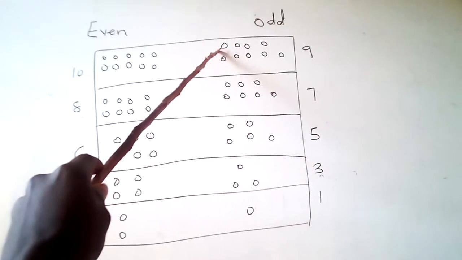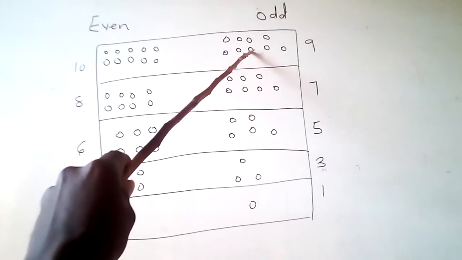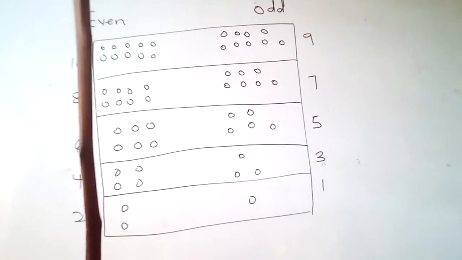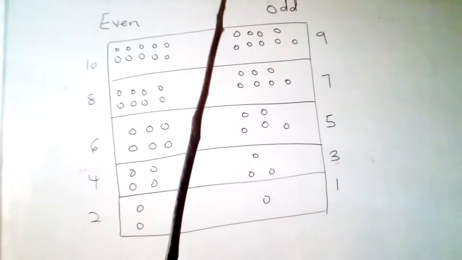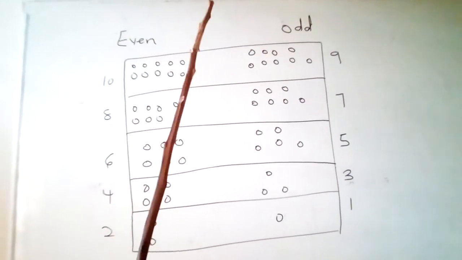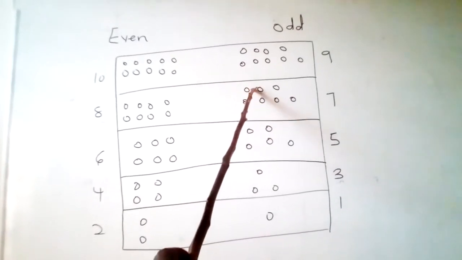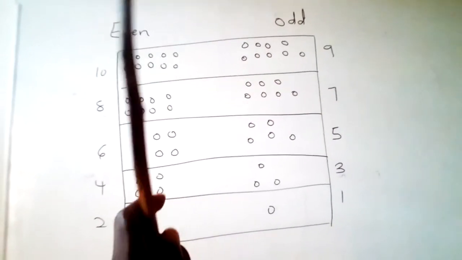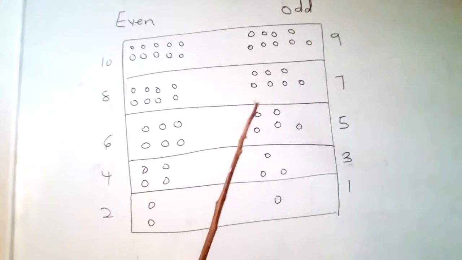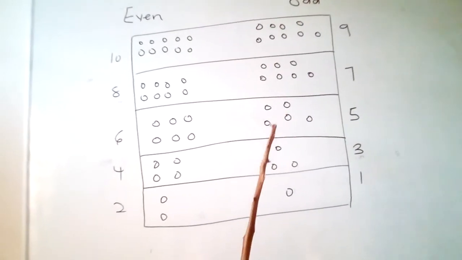This one, yes, we have 1, 2, 1, 2, 1, 2, 1, 2, and 1. We don't have its partner. So this number ceases to become what? An even number. So therefore it is a what? An odd number. Like this, 1, 2, 1, 2, 1, 2, 1, 2, 1, 2. There is nothing here. So it ceases to become an even number.